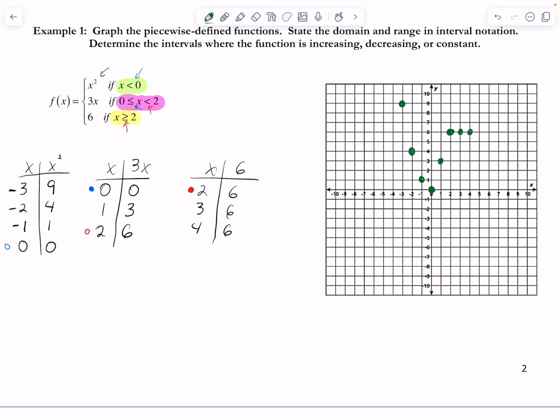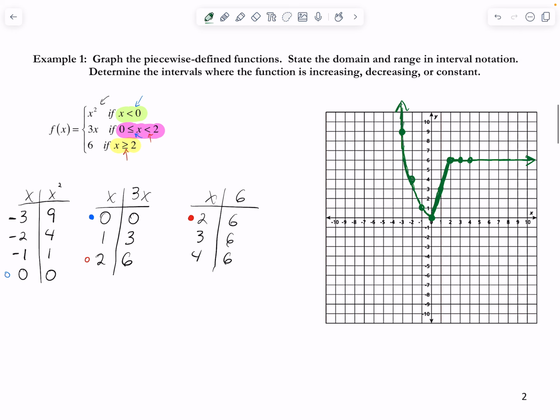So this one should be hopefully straightforward on the last one. This is just a horizontal line, y equals 6. Try to make that first one a parabola, right? I know it can be tough, but trying to make it a part of a parabola, so it should be curved. And then this middle piece is a line with a slope of 3. So I'm going to just draw that y equals 3x line. Okay, so this is the piecewise function graphed.